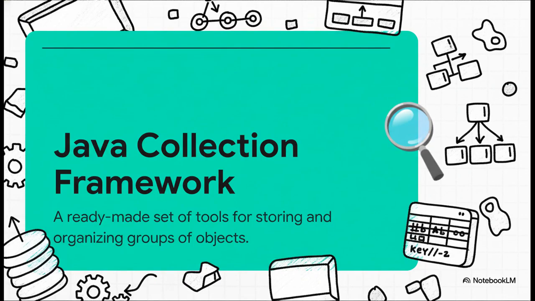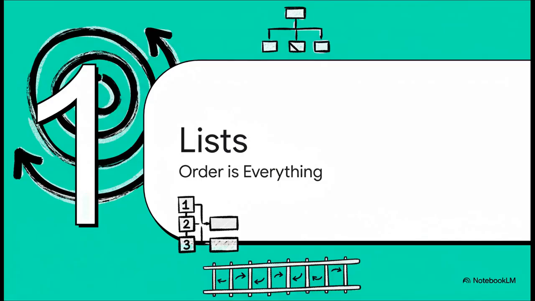Well, luckily for us, Java gives us this amazing solution right out of the box. It's called the collection framework. And you know what? Don't let the fancy name scare you. All it is really is a pre-built set of tools designed for just about any data grouping job you can think of. So let's dive in and see what's inside this toolbox.